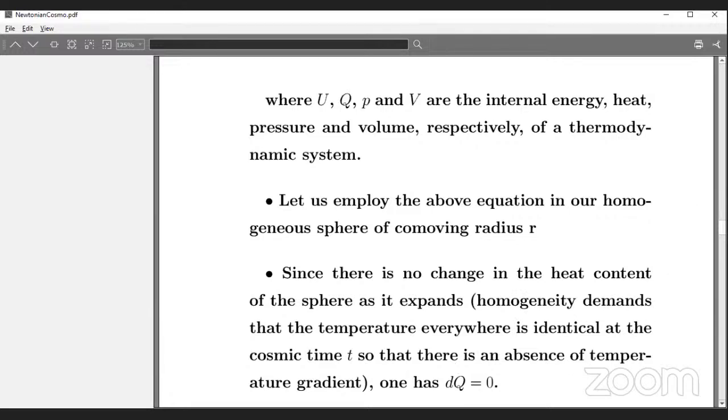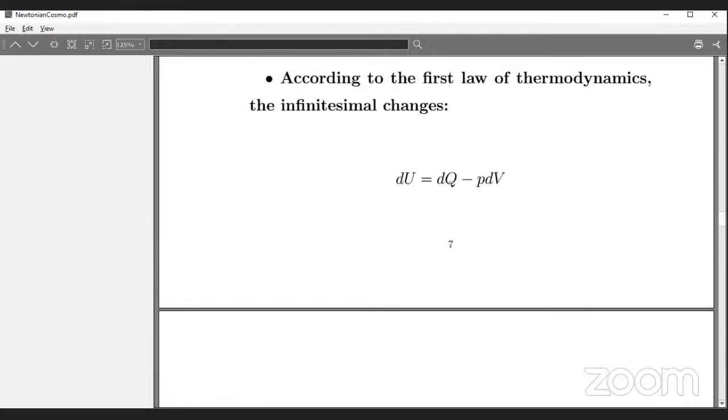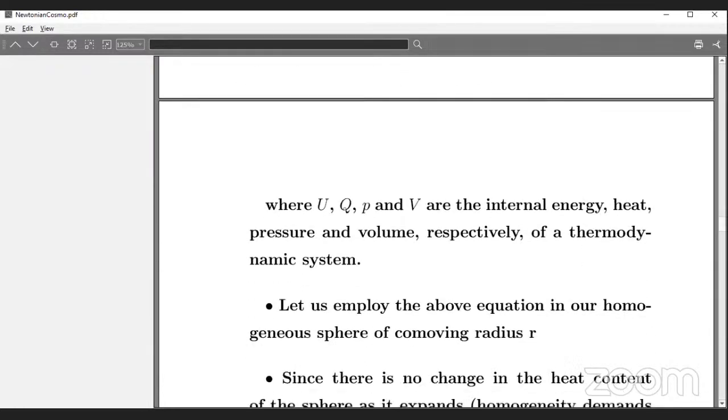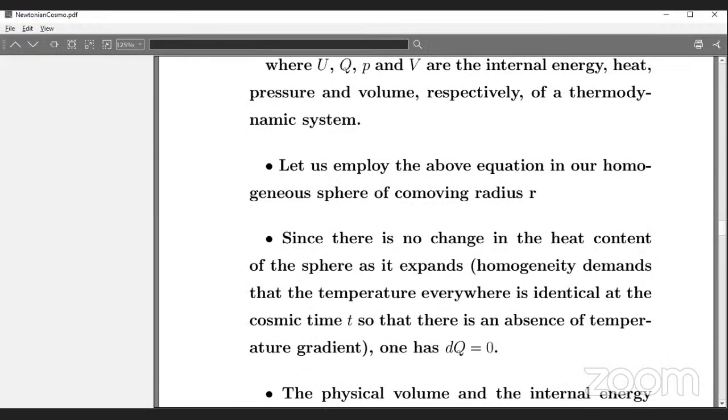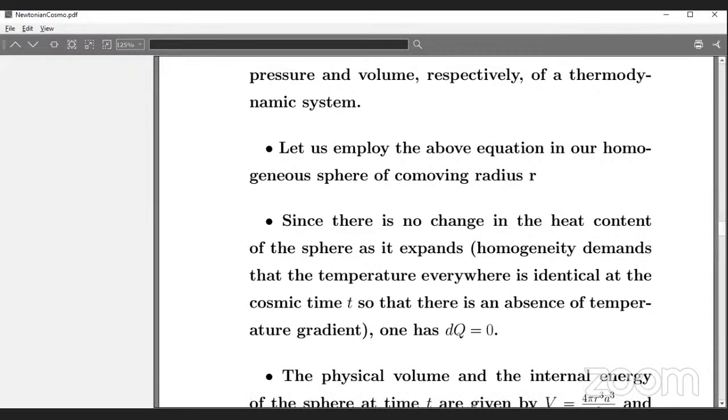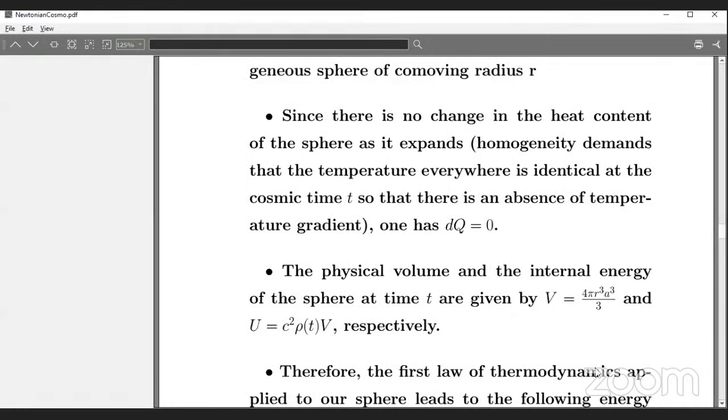If dQ is 0, then such a system is an isolated system, which evolves adiabatically according to thermodynamics. So the equation will be that d of the internal energy is simply minus pressure times dV, because it's an isolated system which is not exchanging heat with the outside environment. Now, what is the internal energy for our spherical ball?